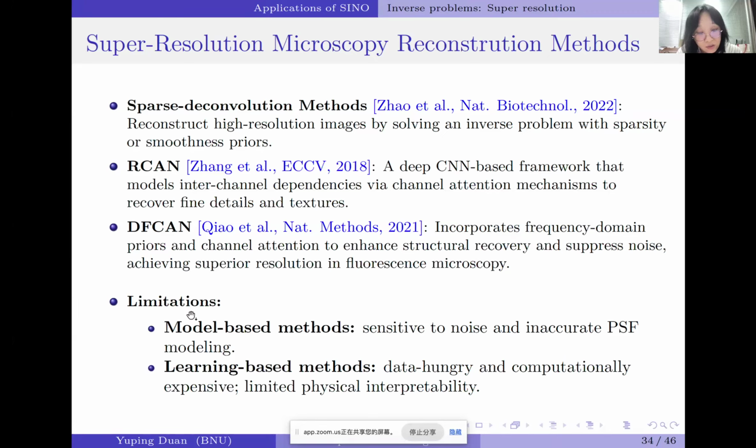Actually, there are limitations for both model-based methods and learning-based methods. Model-based approaches are usually sensitive to noise and PSF errors, while learning-based methods usually require more data and have less physical interpretability.